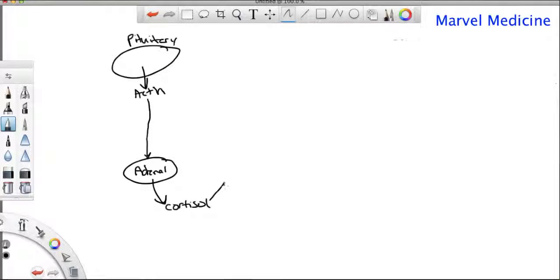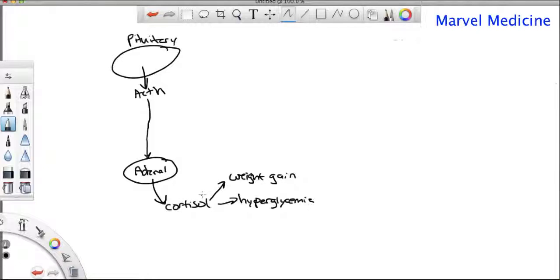Cortisol then goes and does all of its things. Weight gain, it causes hyperglycemia, and it causes all of those different things which you see in Cushing syndrome, the moon face, the buffalo hump, the purple striae, the patients with insulin resistance. Cortisol is the one doing all of those things, okay?